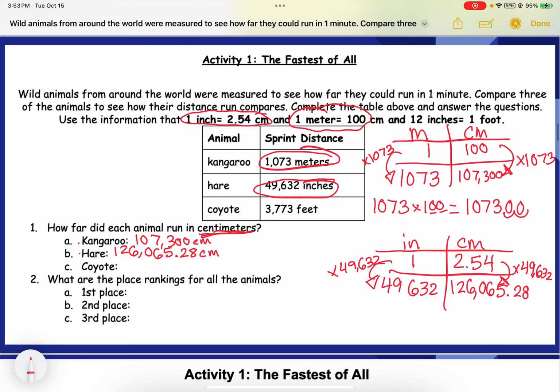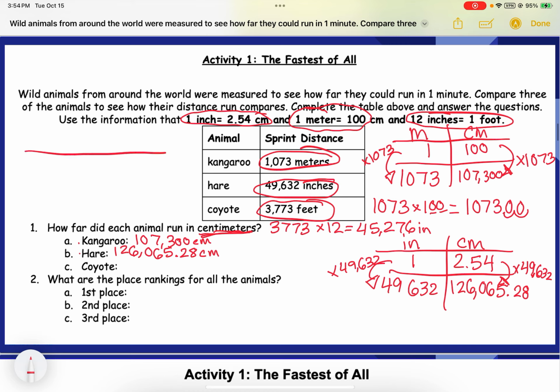Now we're going to look at the coyote. The coyote is given in feet. So there's a couple steps for this one. So we know the ratio of inches to feet. Okay. So what I'm first going to do, if I know there's 12 inches in a foot, I'm going to see how many inches this is first before I convert it to centimeters. So I'm going to do 3,773 times 12, because that will give me the number of inches. And then I can convert the inches to centimeters. So I'm going to do 3,773 times 12. And that gives me 45,276. So that's how many inches it is.